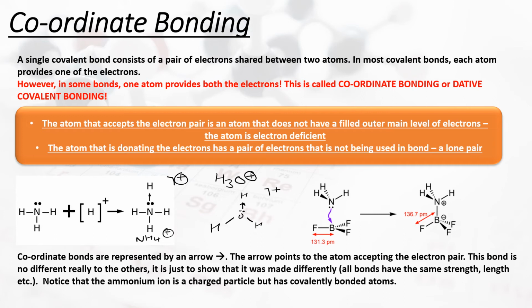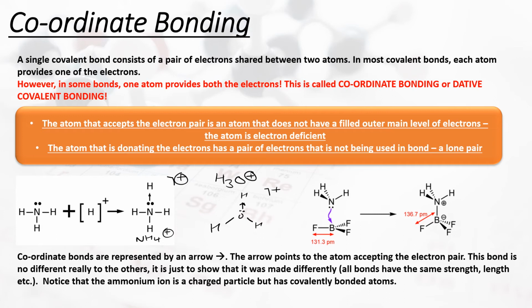And then finally, another example here would be an ammonia molecule, NH3, reacting with BF3. Now, BF3 is electron deficient. Think about where boron is. It's in group 3, has 3 electrons. Each fluorine in these covalent bonds is shared with 1 electron. So we have 1 electron from each fluorine, 3 from the boron, 6 electrons on our boron.